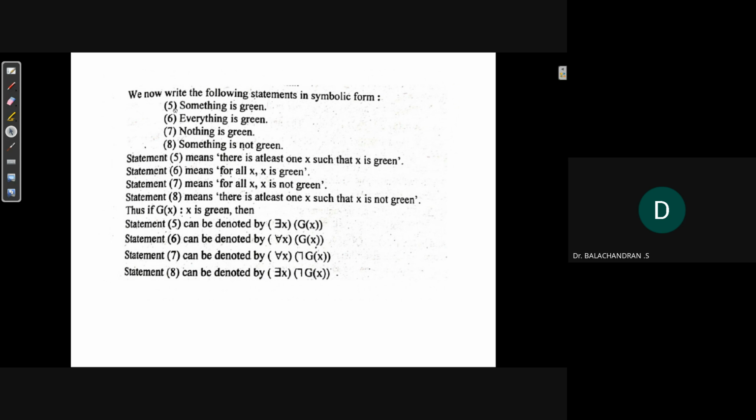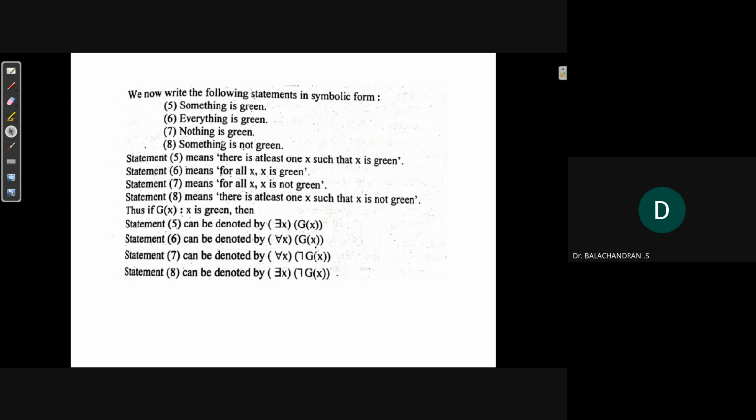The sixth one is everything is green. Instead of writing like this, you can write for all x, because everything. So for all x, x is green. Nothing is green. So here, for all x, x is not green. And the eighth, something is not green. So there is at least one x such that x is not green.